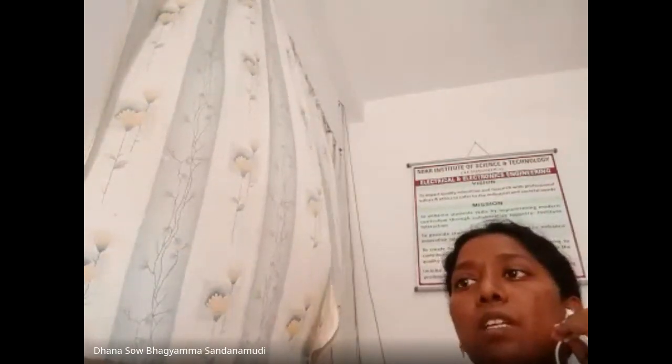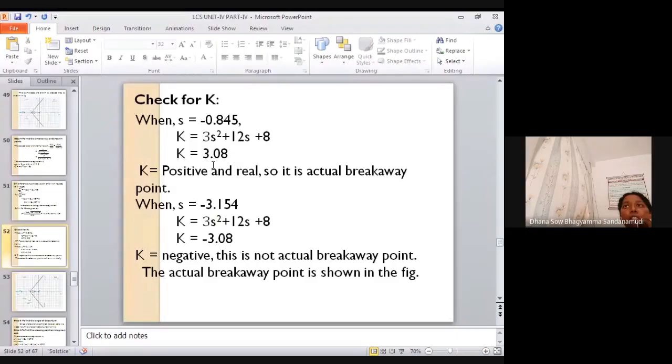You have got two values for s. Substitute the s value in the k expression and simplify it, you will get the k value. If you observe, k is positive and real here. So s equal to minus 0.845 is your breakaway point. When k is real and positive, then that value of s will be your breakaway point.